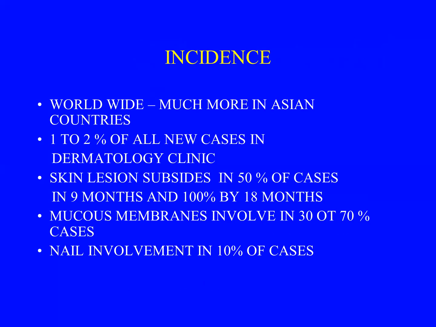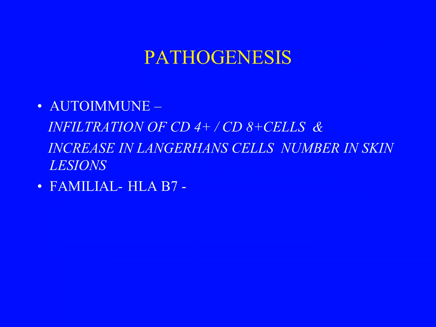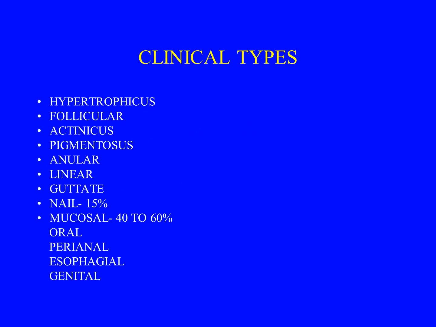Mucosa may be involved, nails may be involved. It's an autoimmune disease. Infiltration of CD4 and CD8 positive cells is present, and familial history may also be present. Clinical types: hypertrophicus, follicular, and as the name suggests, there are different types, and you can appreciate what their morphology would be. Then the mucosal is divided into the oral, perianal, esophageal, genital, depending on which side of the body is involved. This is the typical lichen planus.